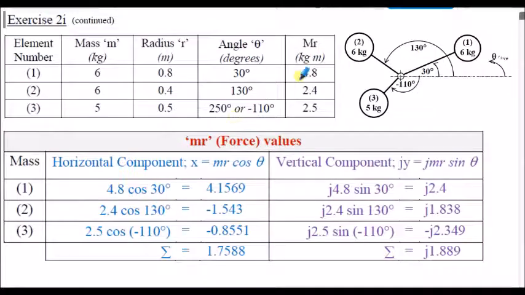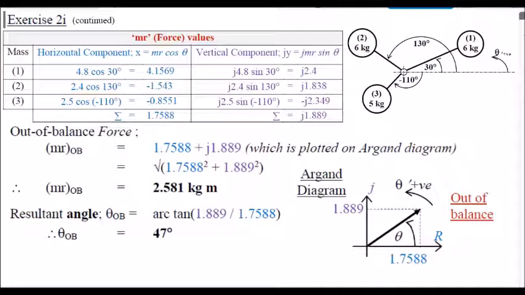So MR values, just picking MR value from the table, MR times the cos of 30, horizontal component, MR times the sine of 30, vertical component. That's my solution.